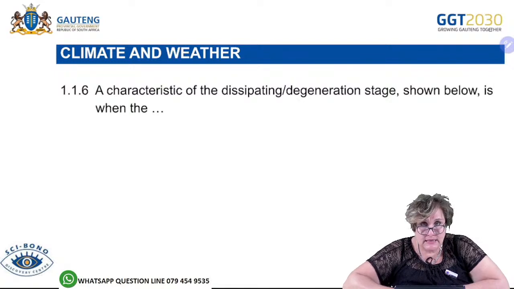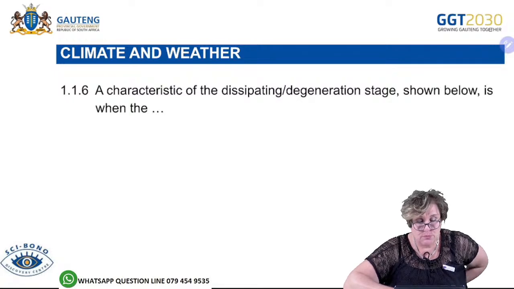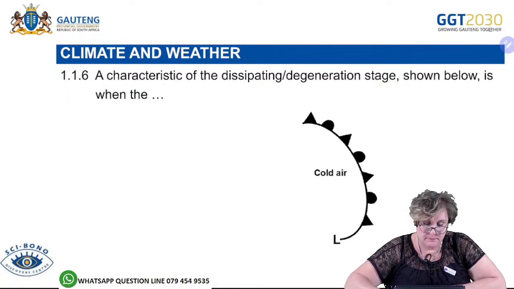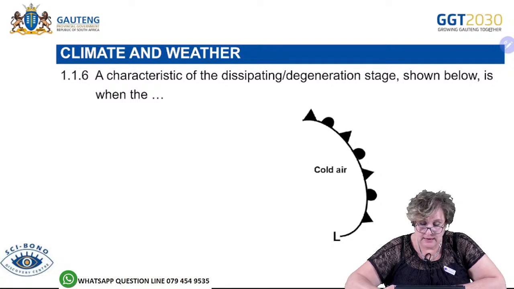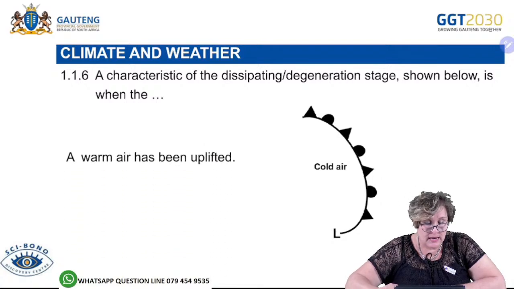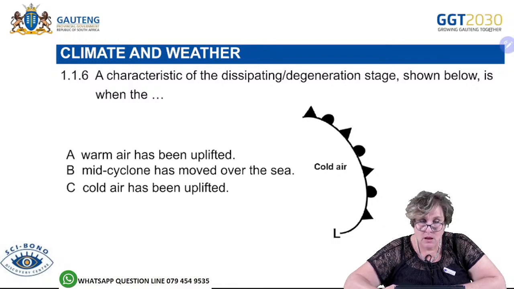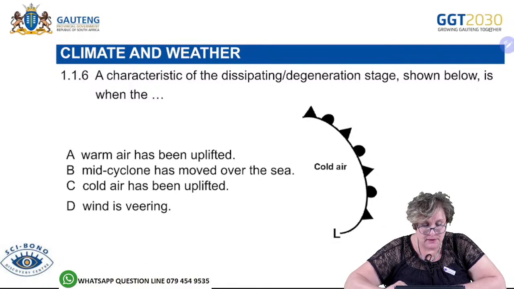A characteristic of the dissipating or degeneration stage shown below is when: this is the diagram. A, warm air has been uplifted, B, the mid-latitude cyclone has moved over the sea, C, cold air has been uplifted, or D, the wind is veering.